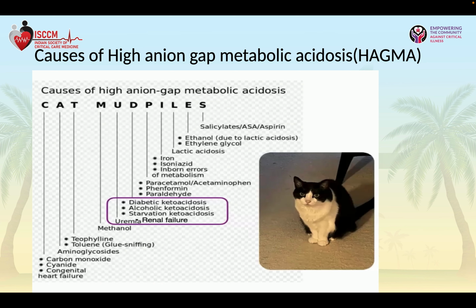Now there are various mnemonics to remember the causes of high anion gap metabolic acidosis, classically called HAGMA.